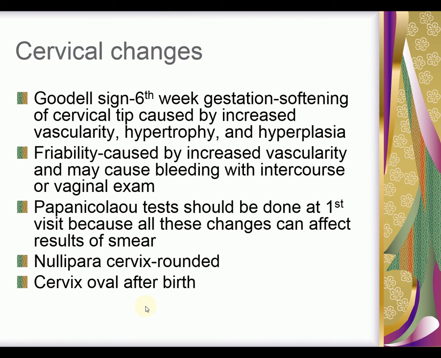Next, our good old cervical change. Without cervical change, we do not have labor. Remember that now and forever. I mentioned Goodell's sign at 6 weeks. You have the softening of the cervical tip, increased vascularity at the cervix, and hyperplasia and hypertrophy there. That's going to cause a lot of blood to be there, presenting at the cervix.